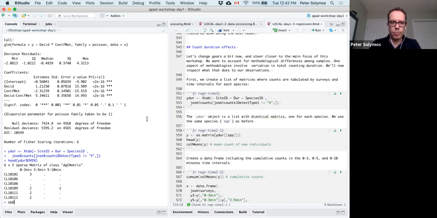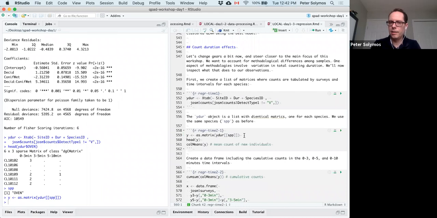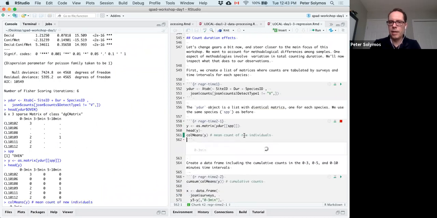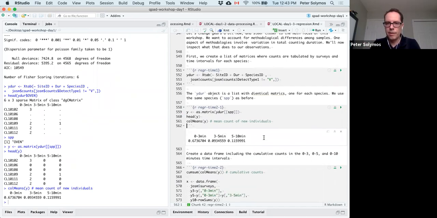So we still have SPP set as Ovenbird, so we can get the matrix Y this way. And you can see that the column means are going to be 0.67, plus in the next bin, you have this value plus this value. So you see the differences. One refers to 3 minutes, then 2 minutes, then the extra 5 minutes.